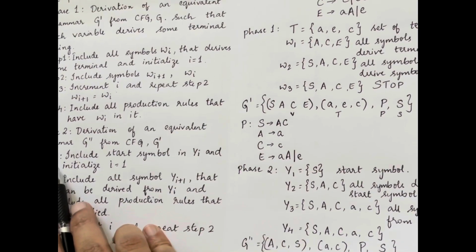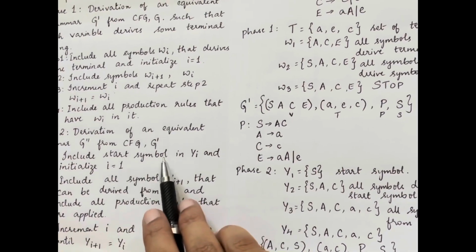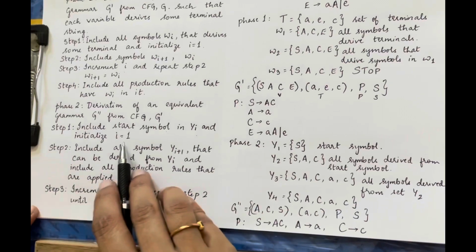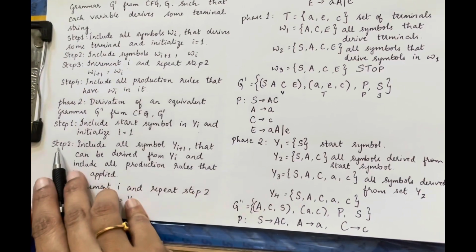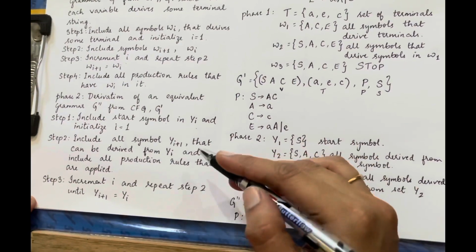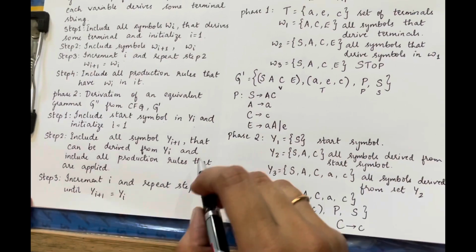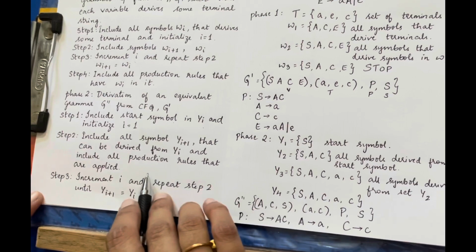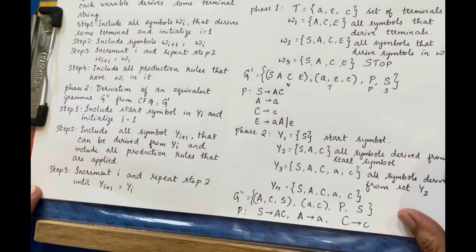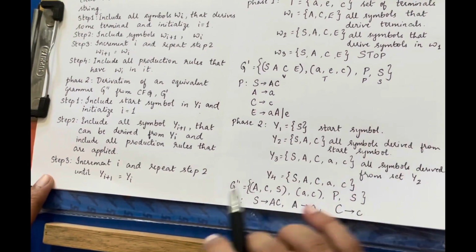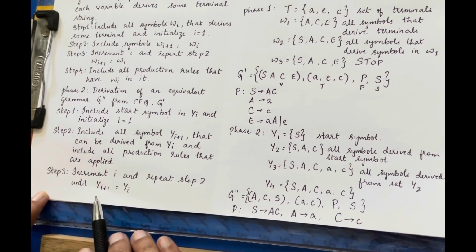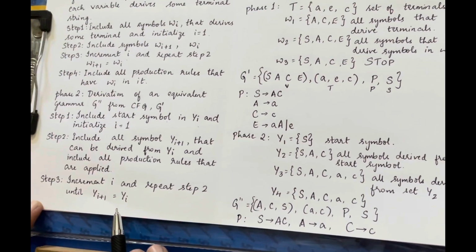Then your next step in phase 2 is to include the start symbol as Y1 and initialize i equal to 1. Then your next step is to include all the symbols Yi plus 1 that can be derived from Yi, and then you include all the production rules that are applied. Your last step in phase 2 is to increment i and keep on repeating the second step until Yi plus 1 is equal to Yi.